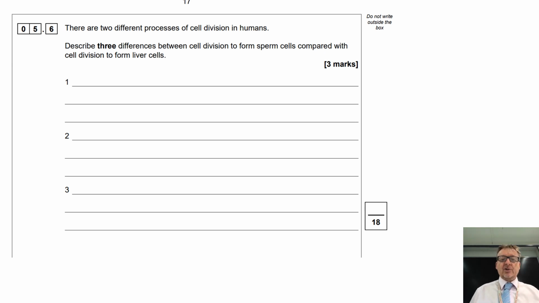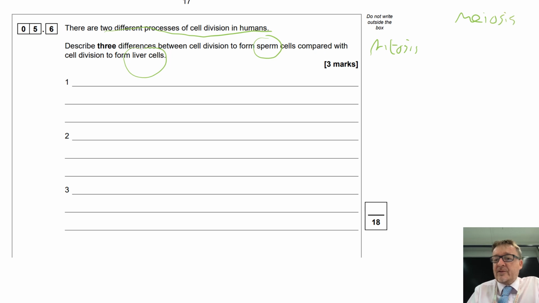5.6. There are two different processes of cell division in humans. Describe 3 differences between cell division to form sperm cells compared with cell division to form liver cells. Right, I reckon we're talking about mitosis and meiosis. Now, just for information, if you are asked to write the word meiosis down, that is one of those that must be spelt correctly. So make sure you are.